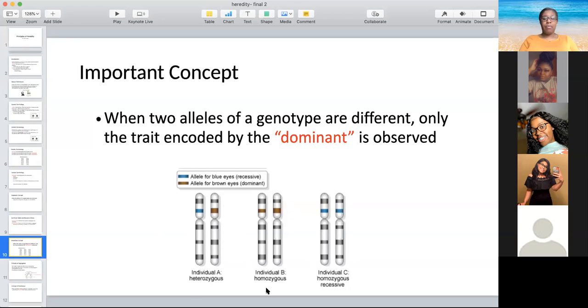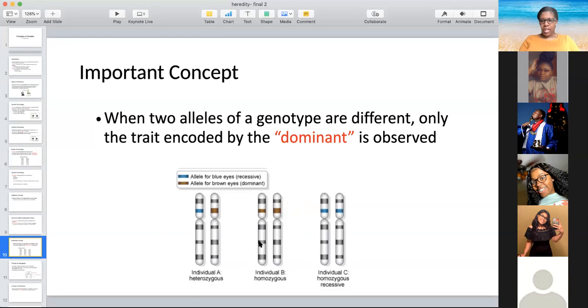All right, let's look at individual B. You do need to be able to interpret something like this in the future. Individual B, we have a homozygous pair of brown alleles. What color eyes would individual B have? Brown eyes. Why, Christian? Because the brown allele is dominant, and it's dominant in both of them.